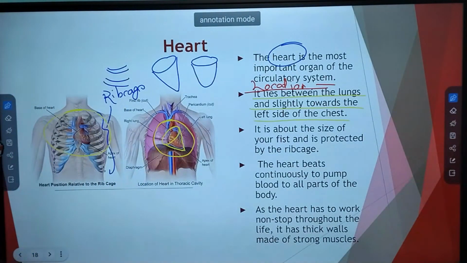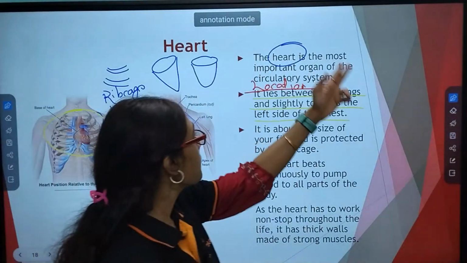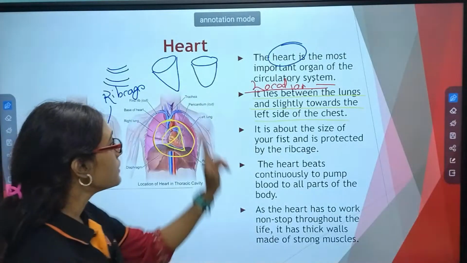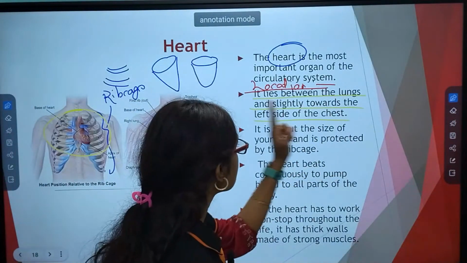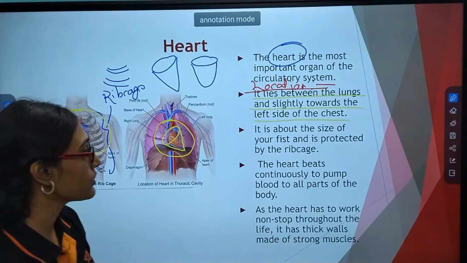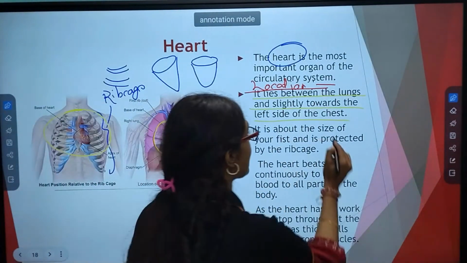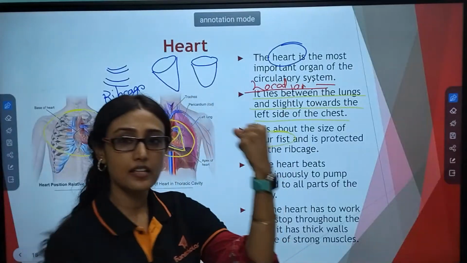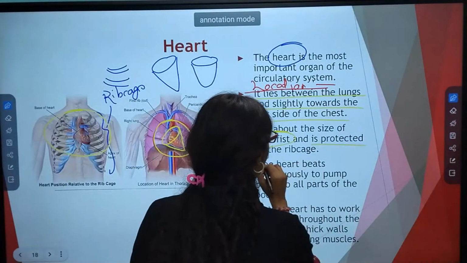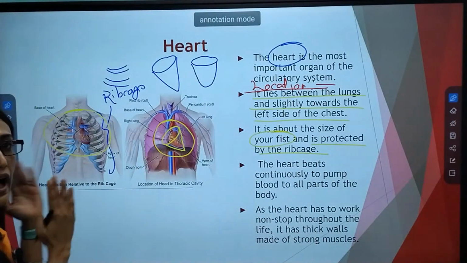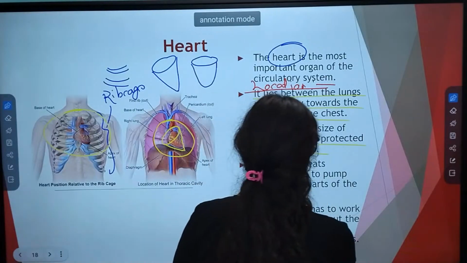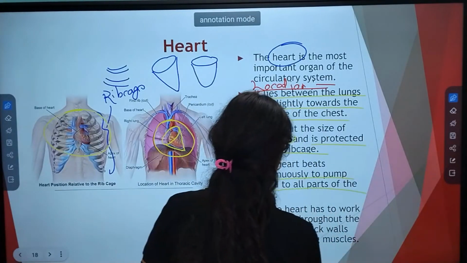Now let's read. The heart is the most important organ of the circulatory system. I've told you, it lies between the lungs and slightly towards the left side of the chest. It is about the size of your fist, and is protected by the rib cage. The heart beats continuously to pump blood to all parts of the body.